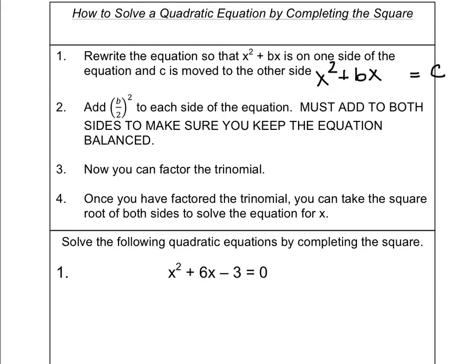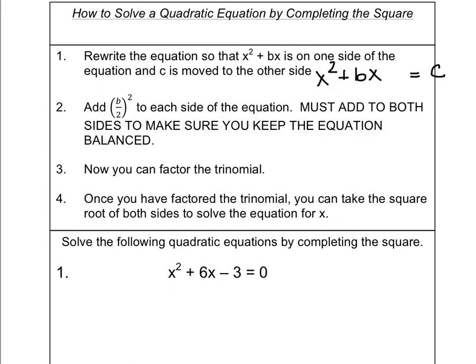And the reason that we've recognized this is because, again, the trinomial is not factorable. I'll show you when we first start some of these examples that I can't factor that trinomial. So I want to make it so that I can. In order to do that, we're going to add b over 2 squared to each side of the equation. And you'll see in capital letters there it says, you must add to both sides to make sure you keep the equation balanced. Whatever you add to the left side of an equation, you have to add to the right so that you keep that equation balanced. Otherwise, you're going to completely change the problem.